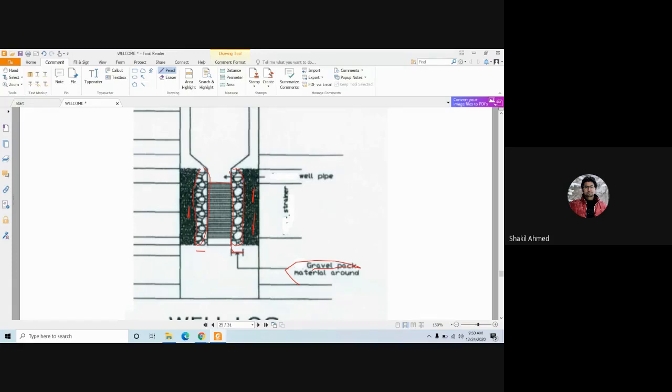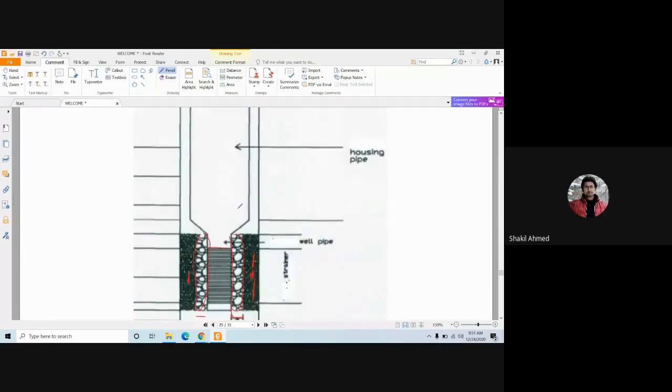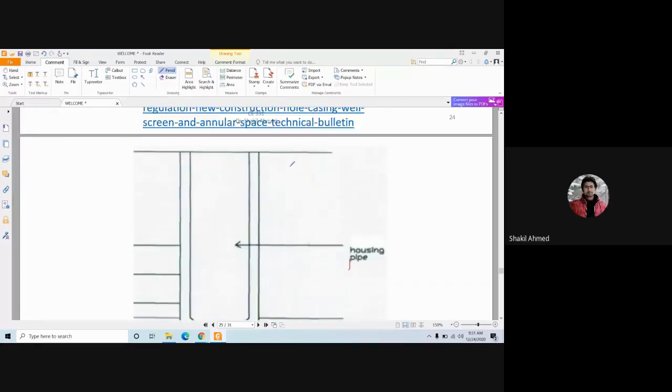That means we have gradually increased the particle size near the strainer so that these finer particles do not enter directly into the strainer. These finer particles here will be captured by the gravel pack material here. Clear? Yes, sir. Any questions? No. Housing pipe or casing pipe? Okay, same thing.